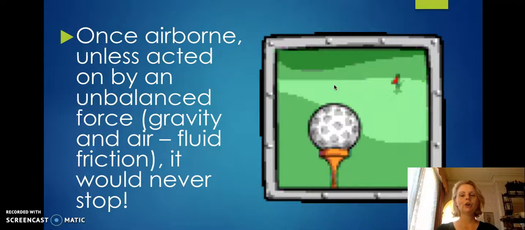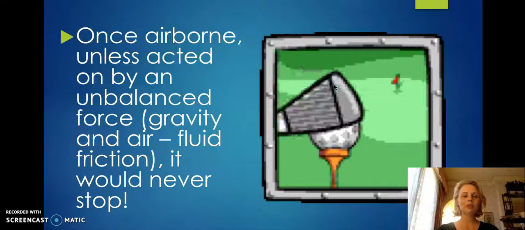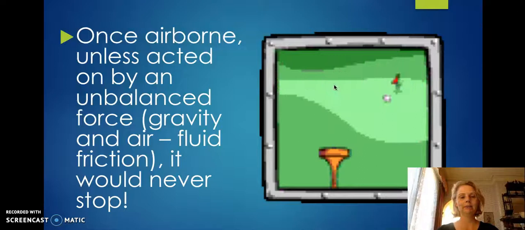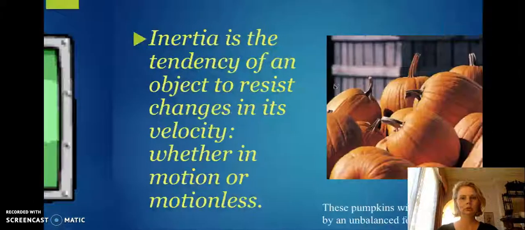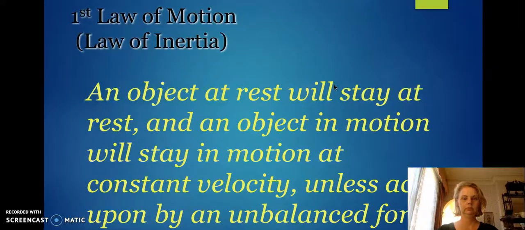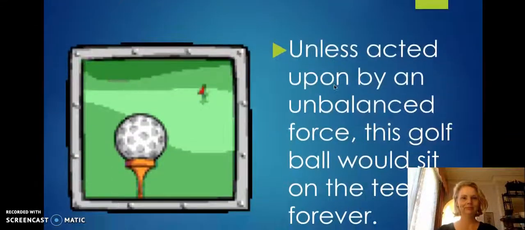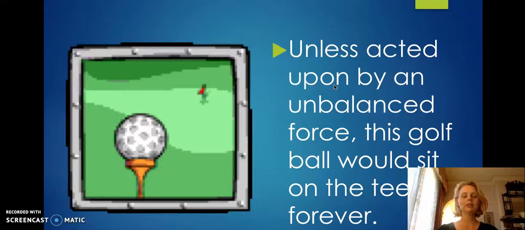All right, so here we've got a picture of a golf ball. It gets hit. Once it's airborne, it's acted upon by an unbalanced force, gravity and air, fluid friction, and it would never stop. However, it is acted upon on the golf course by an unbalanced force. So if it wasn't hit, it would sit there forever.